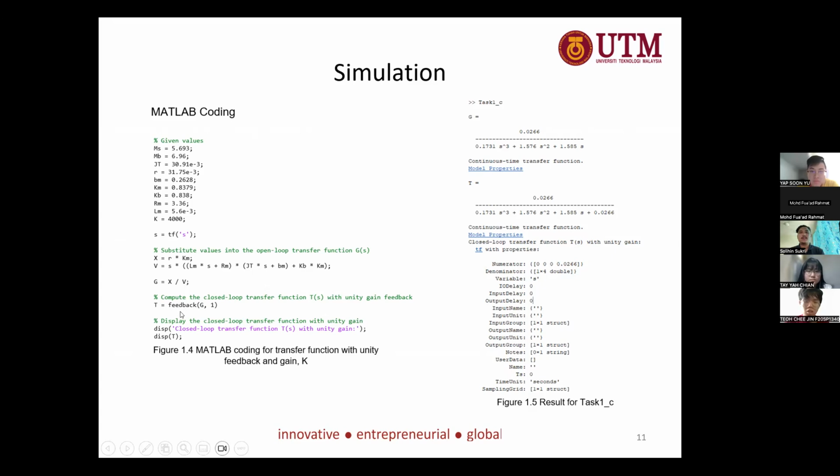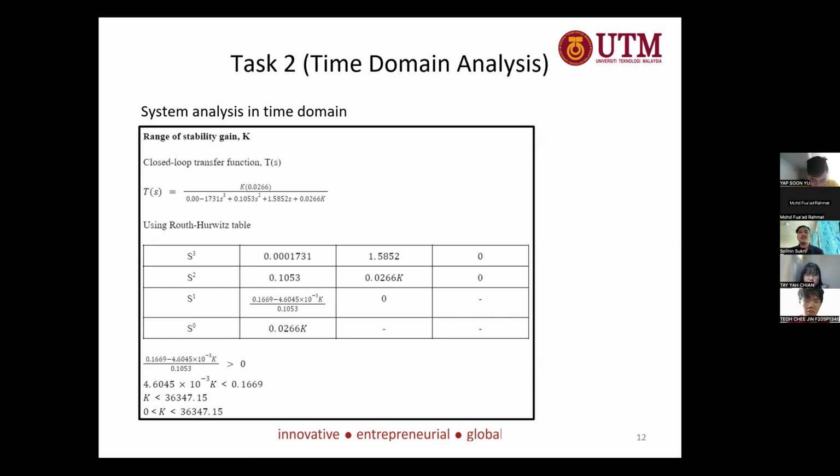Here is the MATLAB coding for the closed loop transfer function. The same as before, we just add the closed loop transfer function annotated as T equal to feedback G1. This indicates that the system is using a unity feedback system. So we continue with task 2.